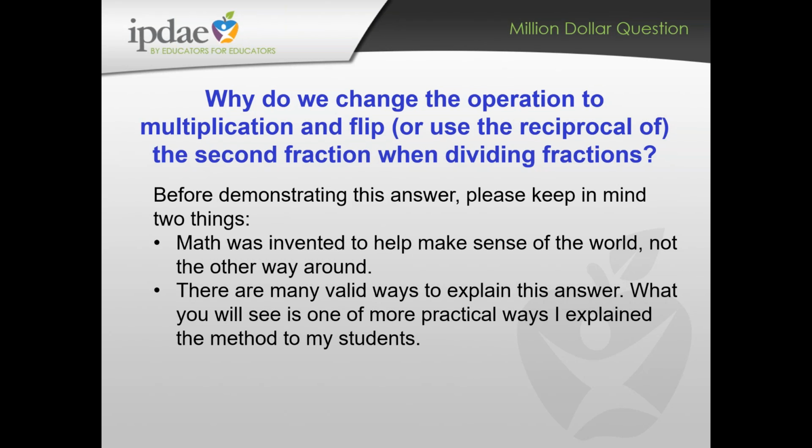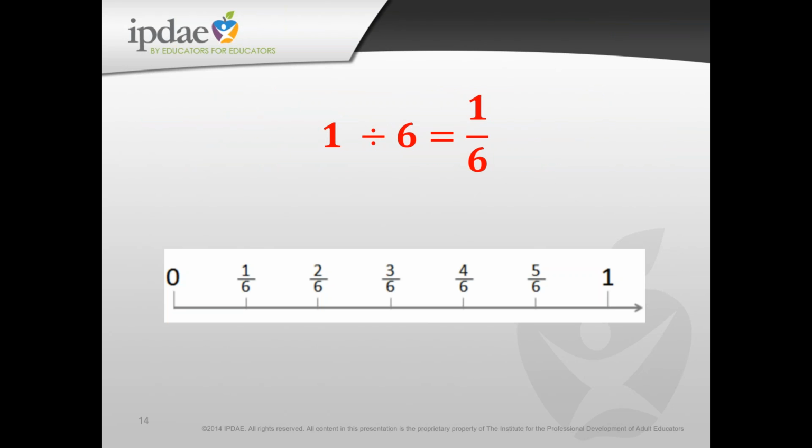There are many ways to explain this answer. What I'm going to show you is only one way, the one I use with my students. It works, and it kind of stops them from asking why we have to do all these steps. More importantly, they stop asking for the steps and start figuring things out.